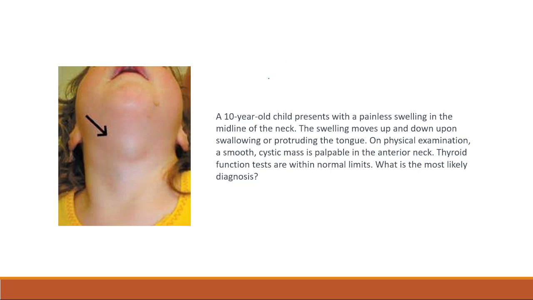Okay, let's see this case. A 10-year-old child presents with a painless swelling in the midline of the neck. The swelling moves up and down upon swallowing or protruding of the tongue. On physical examination, a smooth cystic mass is palpable in the anterior neck. Thyroid function tests are within normal range. What is the most likely diagnosis?